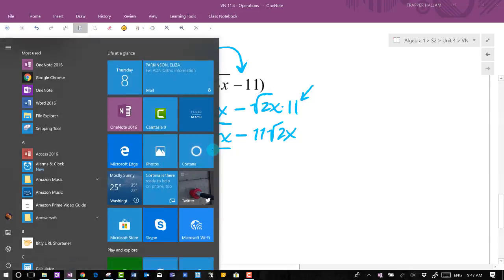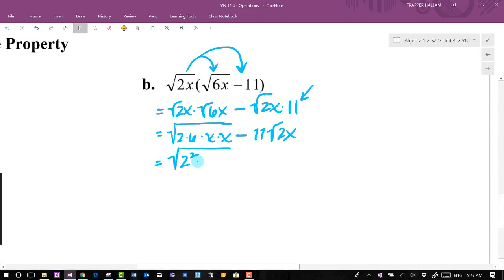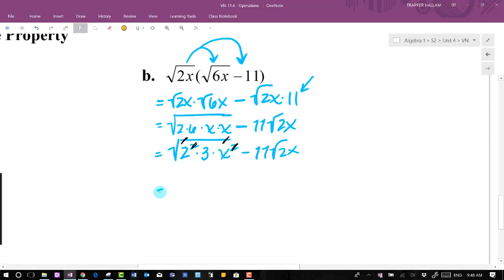So there's one of the 2's, 2 squared, and the other 2 that came from that 6 multiplied by the 3 that's left over, and I'm going to combine these together to make x squared. Now the reason I did that is so that I've got perfect squared terms that can come outside of the radical. So this square root and that square are going to cancel, that 2 is going to come out, and this square root and that square is going to cancel, and that x is going to come out, leaving me with 2 and an x out front. Underneath the radical stays the 3, so it'll be times the square root of 3 minus 11 square roots of 2x.